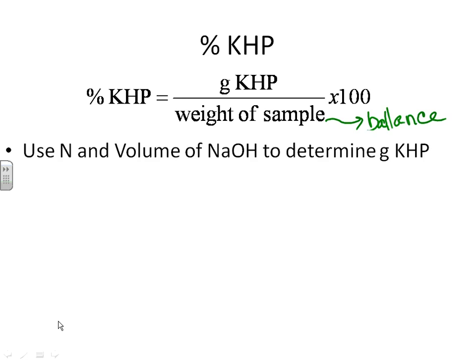That's an initial calculation. In order to find the mass of the KHP, the part that you're interested in, you're going to do another titration. You're going to take that unknown sample, dissolve it in some water, and then titrate it with your sodium hydroxide. But this is different from the first titration, because in the first titration you're using pure KHP and trying to figure out the sodium hydroxide. Now you know the sodium hydroxide. Now you know the normality of that NaOH.